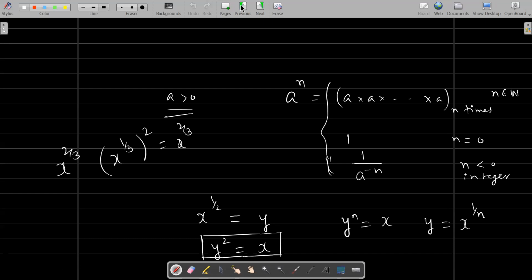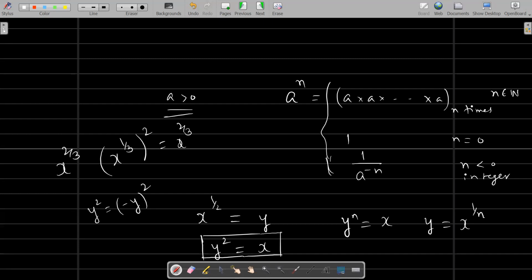So there are two different values for y. Yes, in fact there will be two values, not of x, but of y, for which y square will be x. Because whatever square you get for a number, the same square you get for minus of that. So square roots are always like that. In that sense, there are two square roots.